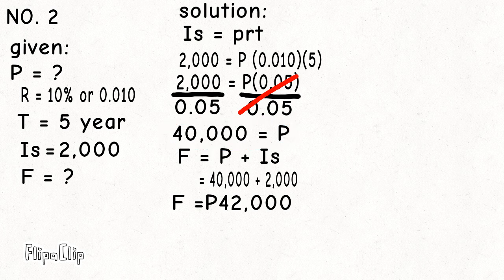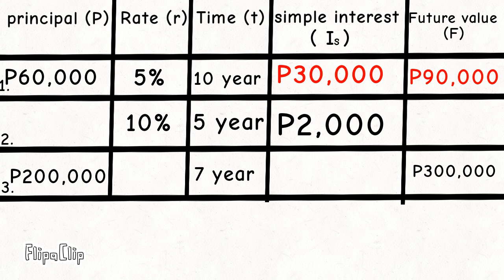For another solution, let's also start with the formula of future value, which is F equals P plus Is. Then put 40,000 as P plus 2,000 as Is, and the answer is F equals 42,000. Since we got the answer, therefore, the answer for the missing numbers is: principal is 40,000 pesos, while future value is 42,000 pesos.